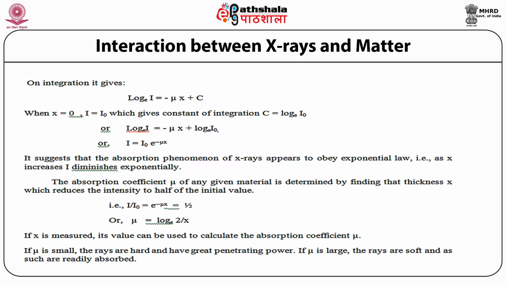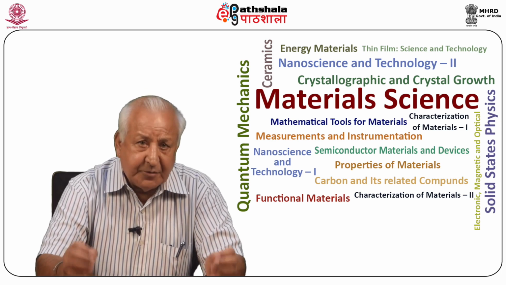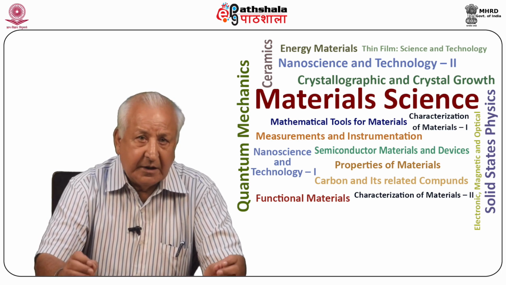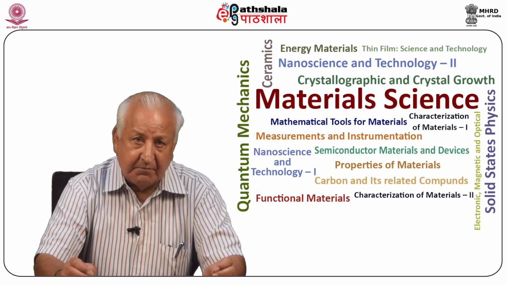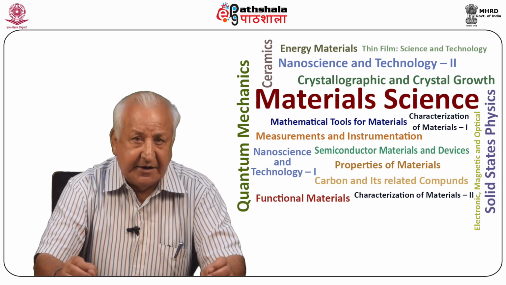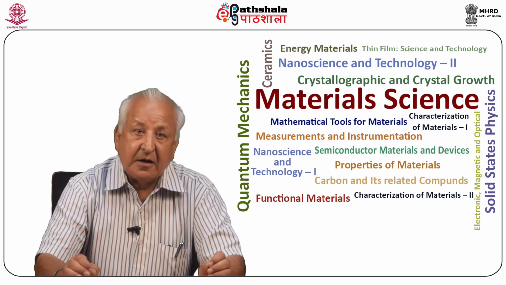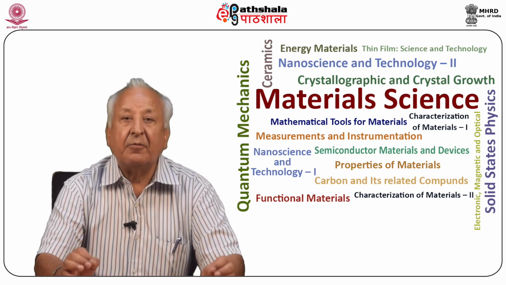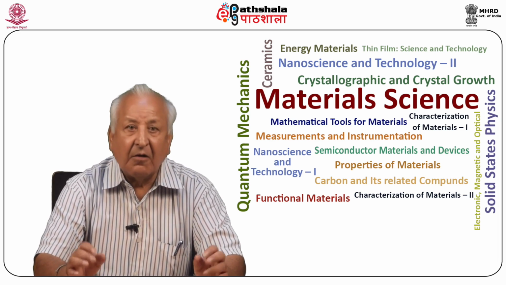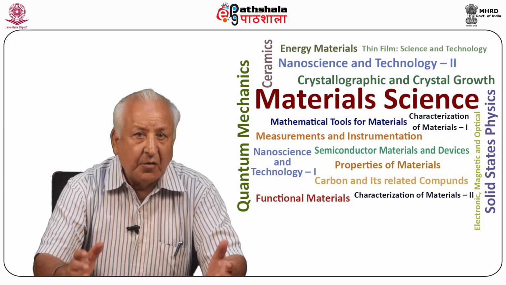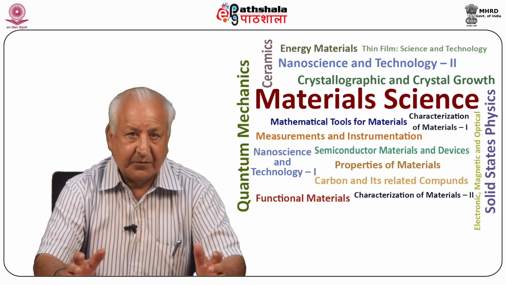If mu is small, the rays are hard and have great penetrating power. If mu is large, the rays are soft and as such are readily absorbed. The absorption coefficient mu depends on the absorbing material and on the radiation, but is independent of the initial intensity of the X-rays. The equation already given is true only for homogeneous X-rays.